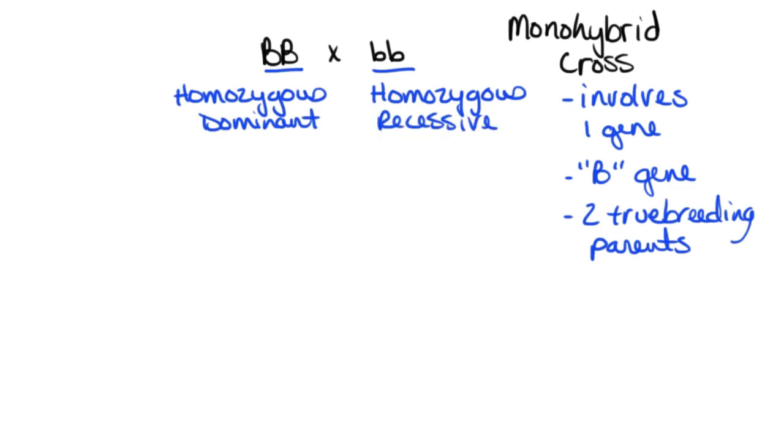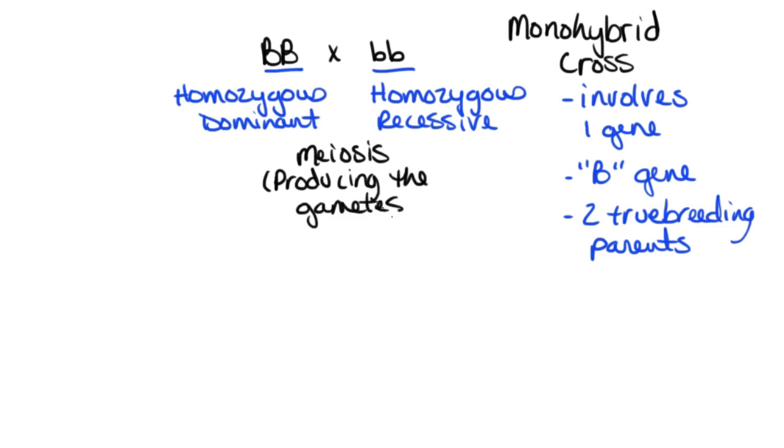So when we cross these two with each other, the first thing that has to happen is we have to get meiosis in both of them. And remember that meiosis is producing the gametes. So we're going to need an egg from one parent and a sperm from the other. If I make this one mom and this one dad, mom is going to undergo meiosis so that we can get an egg. So here's going to be my egg from mom.